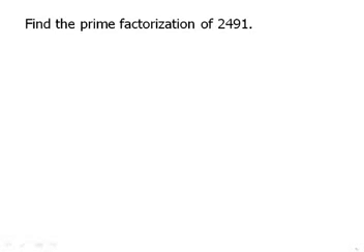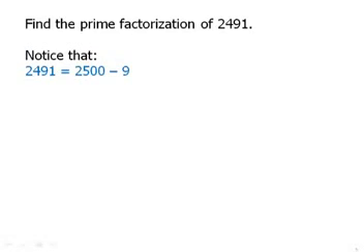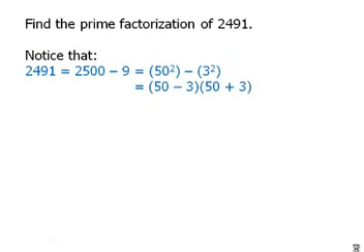Well, notice this one also is 2500 minus 9. 2500 is 50 squared, and of course 9 is 3 squared. So this is 50 squared minus 3 squared, a difference of squares. We can write this as 50 minus 3 times 50 plus 3, 47 times 53. That is the prime factorization. Those are two prime numbers right there. And again, that would be incredibly hard to find even if you had a handheld calculator at your disposal. But here, we can find it directly and elegantly using the difference of squares.